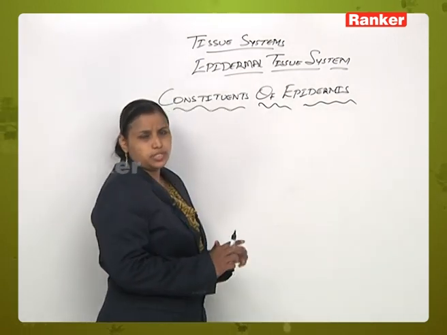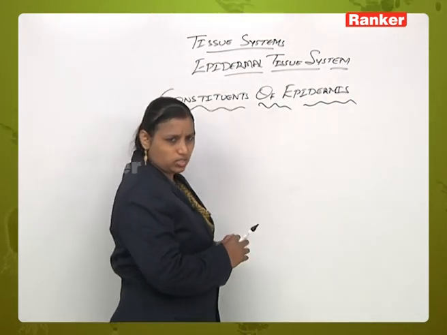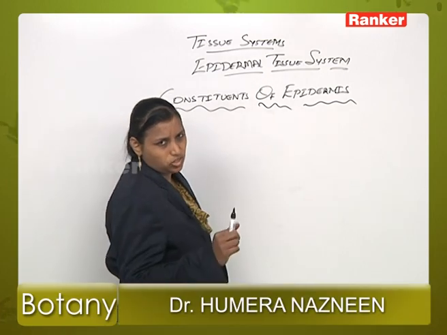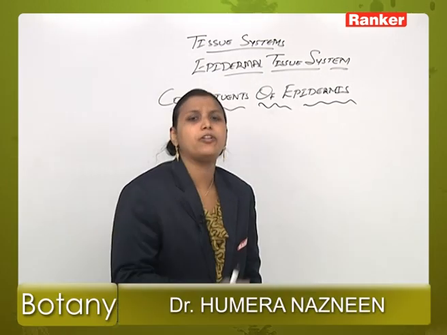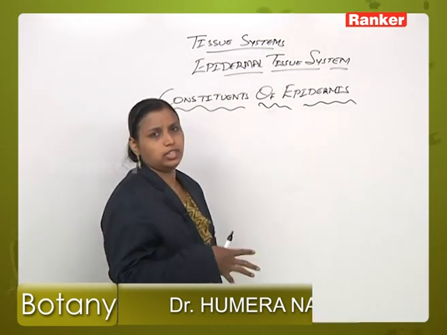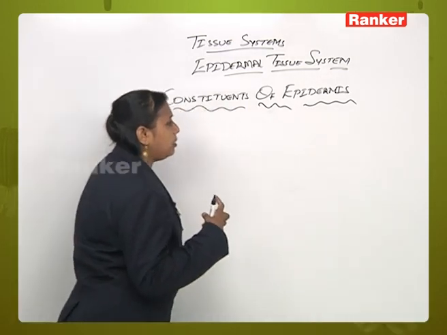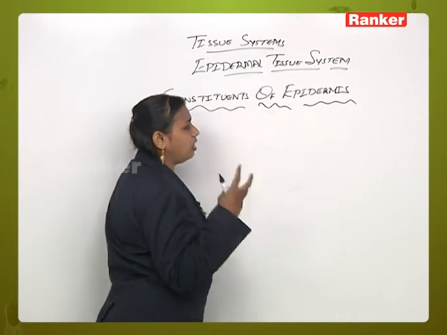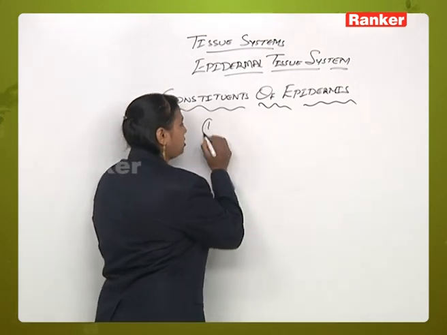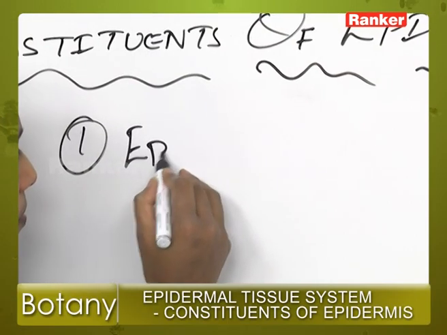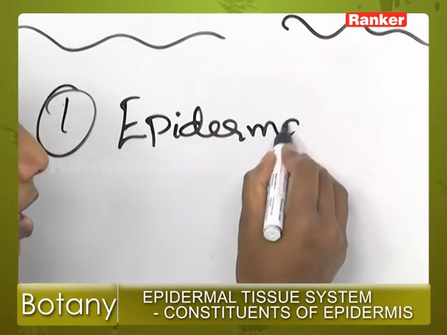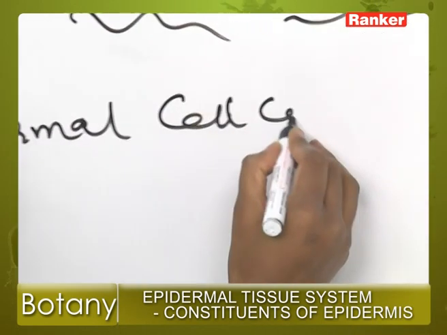Now, what are the constituents of epidermis? Epidermis actually is made up of, what does epidermis consist of? Like xylem, we said xylem vessel, xylem fibers, xylem parenchyma, tracheids, all that. So, in epidermis also, the components can be recognized and they are of three types. First one is called as epidermal cell complex.